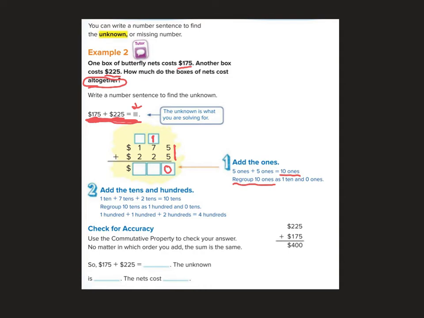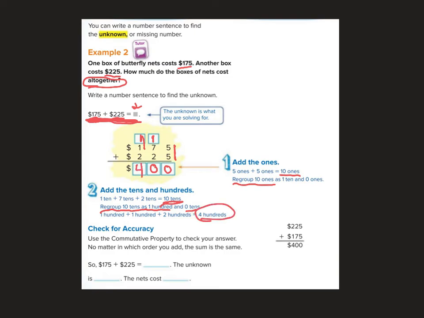Okay, now let's add our tens. 1 and 7 makes 8. 2 more makes 10. Now we have 10 tens, right? Because we were adding our tens together. We got 10 tens. Well, we can regroup 10 tens as 100 and 0 tens. Now I'm going to add the hundreds place. 100 plus 100 plus 200 is 400.